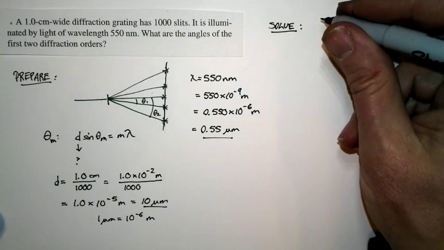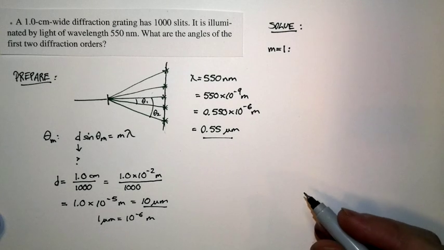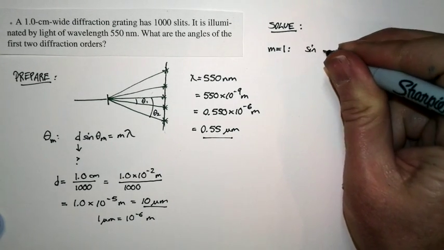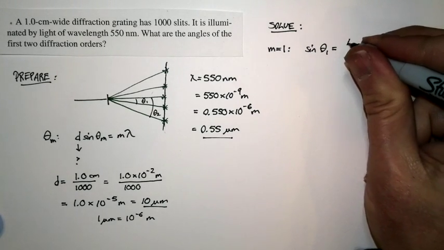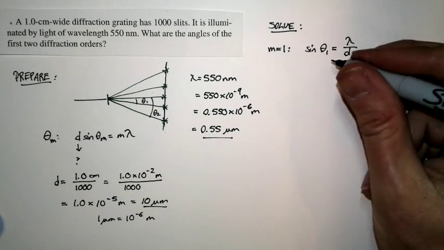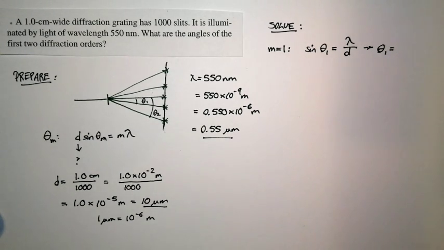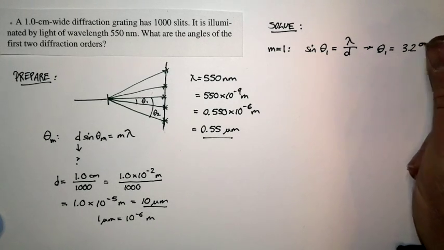Let's do two orders. First, I'll do m equals 1. For m equals 1, the first order, the sine of theta 1 is just equal to lambda over d. I know lambda and I know d, so I can just solve for that. To two significant figures, I get that this angle is 3.2 degrees.